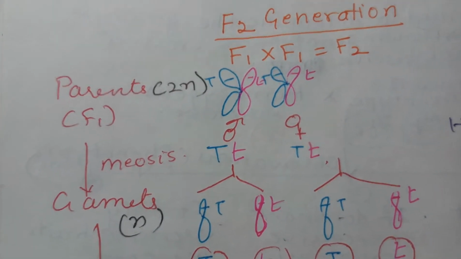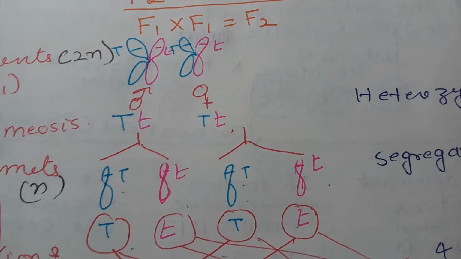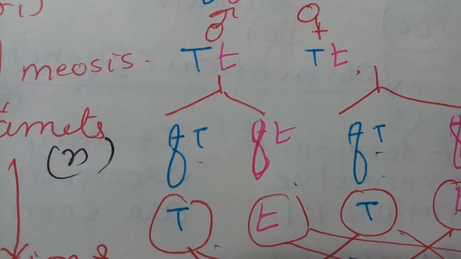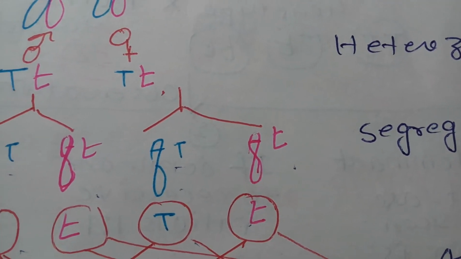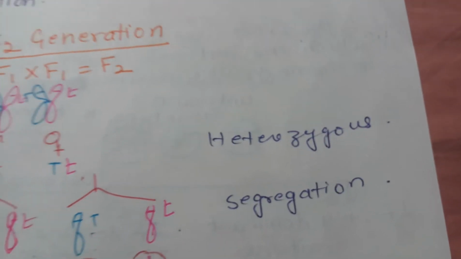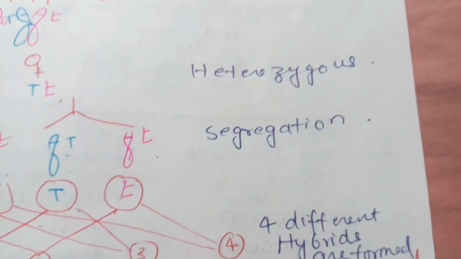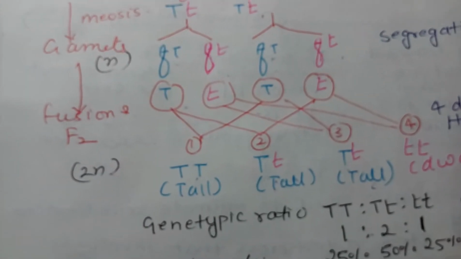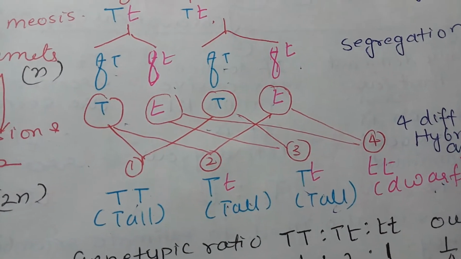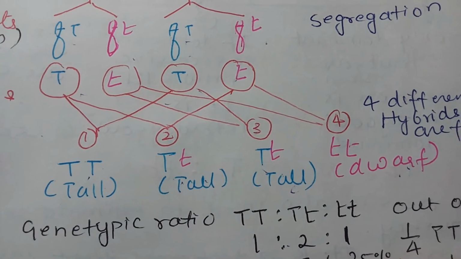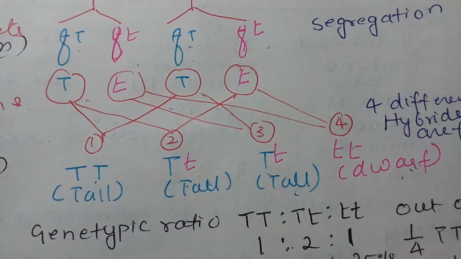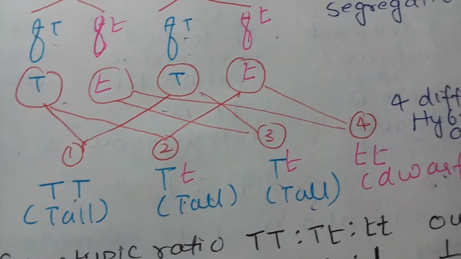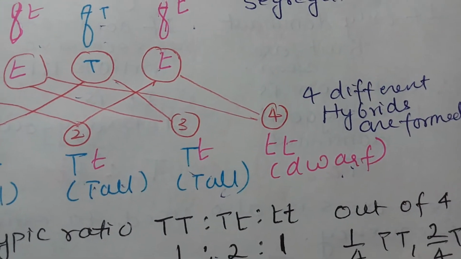Now meiosis occurs, gamete formation occurs, and all the alleles will segregate and form the gametes. The male will form these two types of gametes and the female will also form similar gametes. Let's see what 4 different hybrids are possible after the fusion. So the fusion occurs and you can see 4 different types of hybrids produced: capital T capital T, capital T small t, small t capital T, and small t small t.